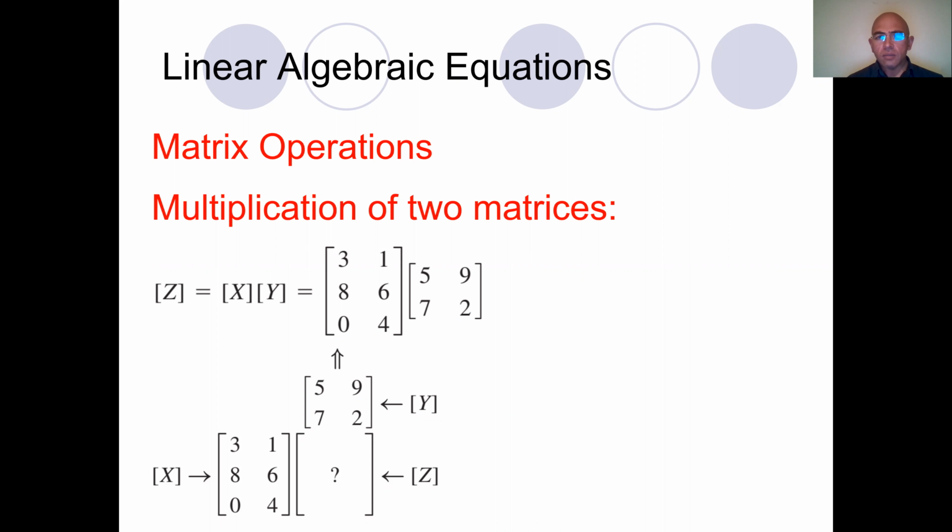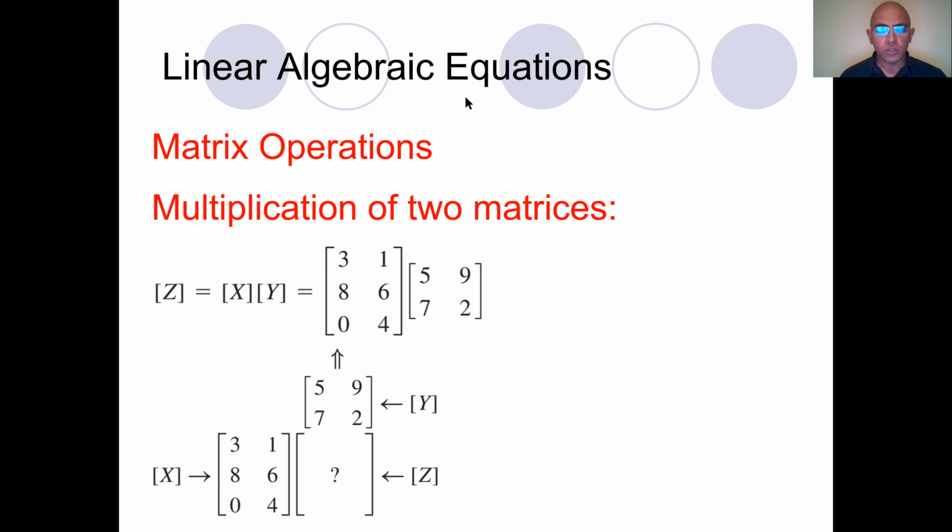So let's make an example. Now here we have X and Y matrices, and let's see how we can multiply it. For example, here we have a 3 by 2 matrix and a 2 by 2 matrix. So this is a square matrix. Since the number of rows and number of columns are equal, we call such a matrix a square matrix.